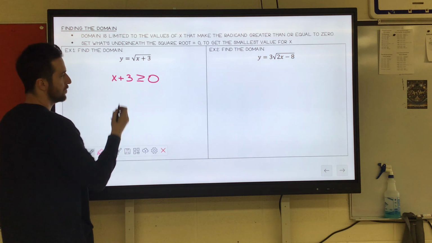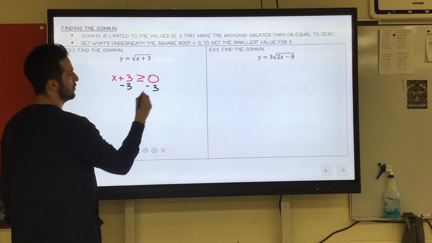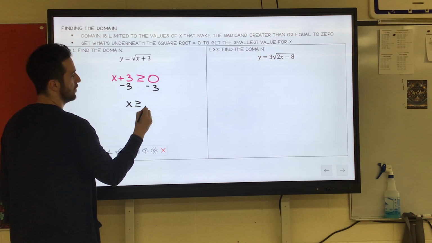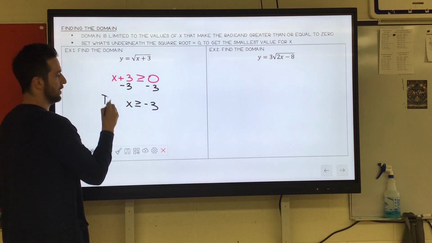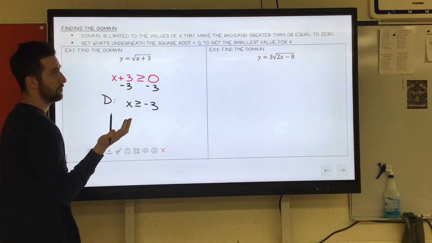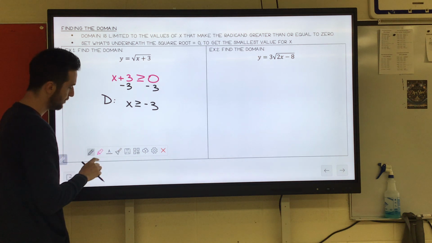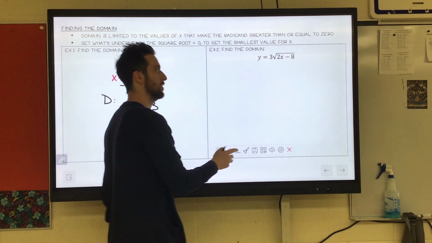Now solve for x. Minus 3, x is greater than or equal to negative 3. That's our domain. That wasn't too bad, right? This one's a little trickier.